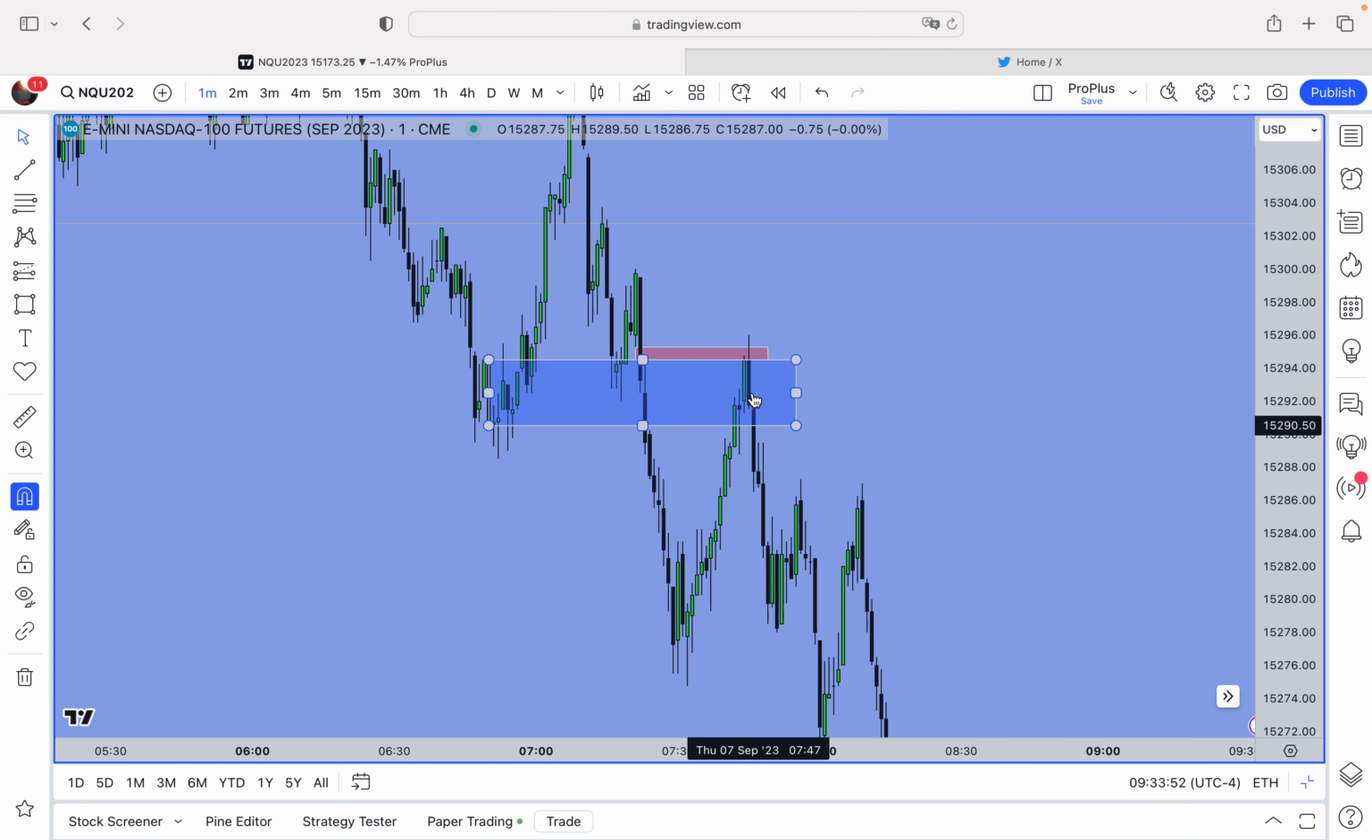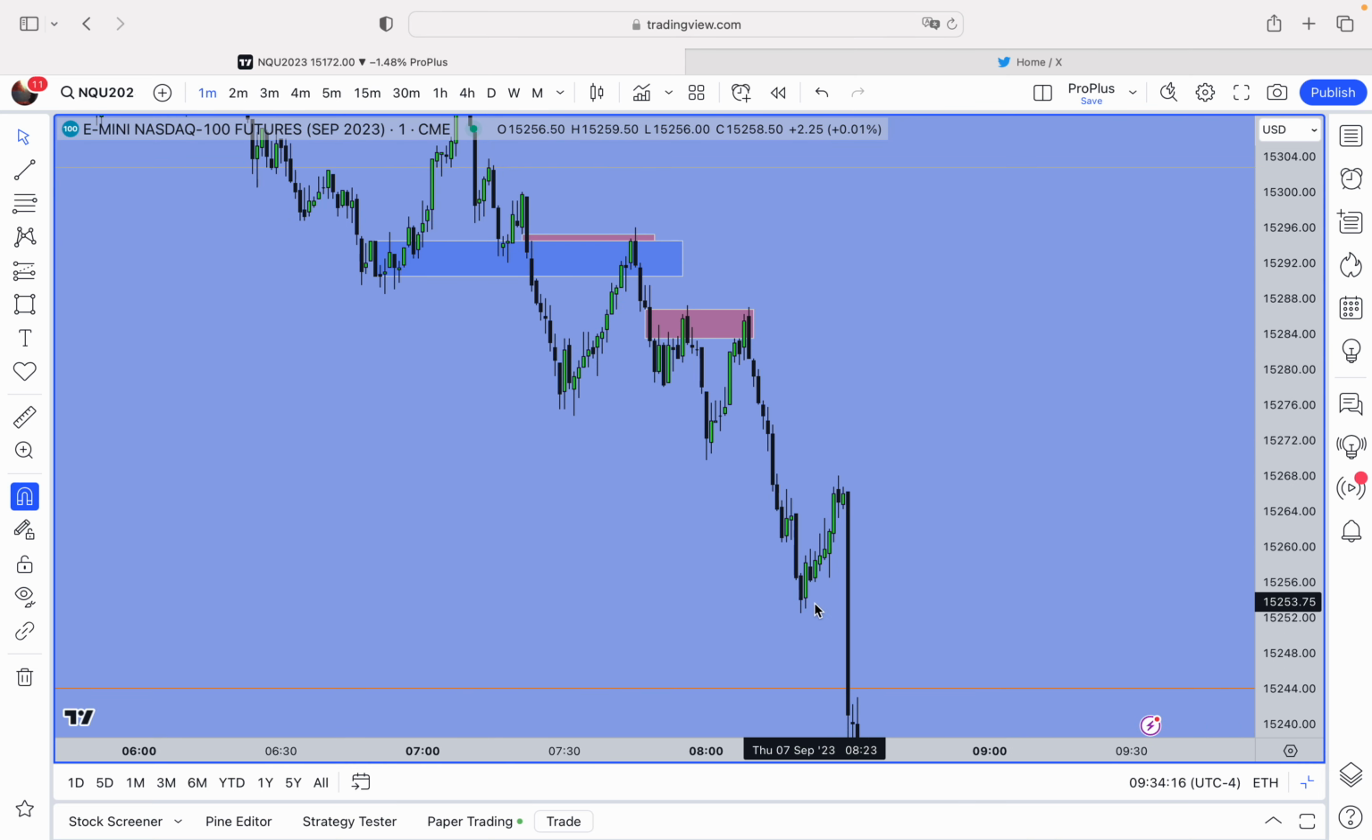Runs lower, so displacement, market structure shift, fair value gap. Entry could be anywhere here. It gives you multiple entries. Stops got to be above here because obviously there's a fair value gap there. May want to reach into that. So stops could be just above here or above there.